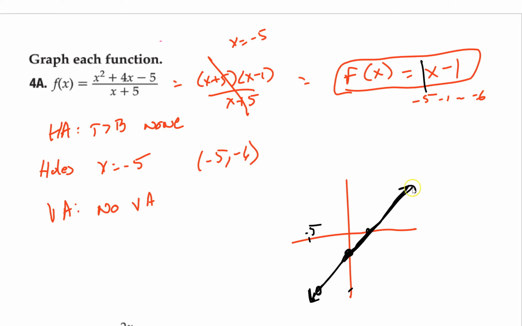Right, there's one part of this graph that you cannot have a value, and that's at -5. And that's how you do one with the hole.